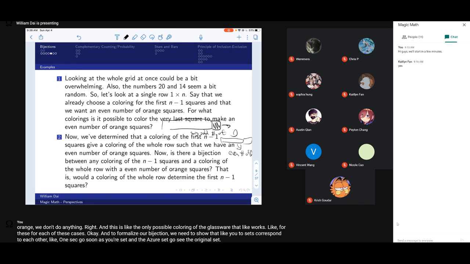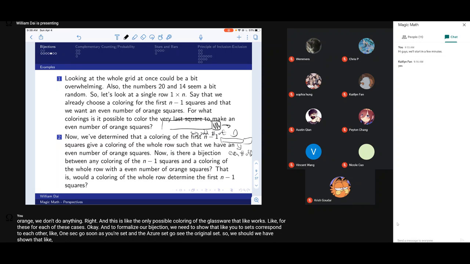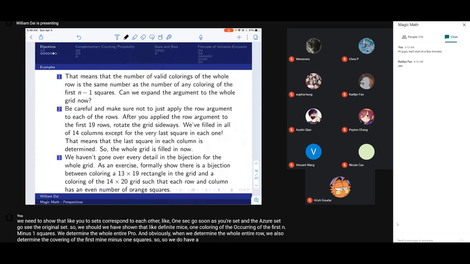So we've shown that given a coloring of the first n minus 1 squares, we determine the whole entire row. And obviously when we determine the whole entire row, we also determine the coloring of the first n minus 1 squares. So we do have a bijection here. So we can actually expand this argument to the whole entire grid now.